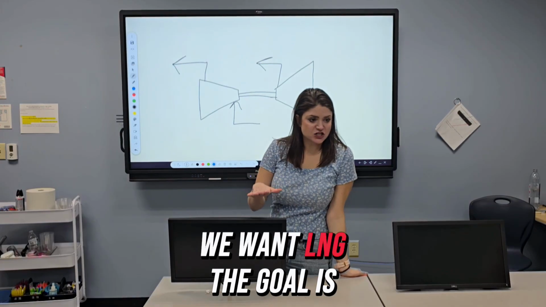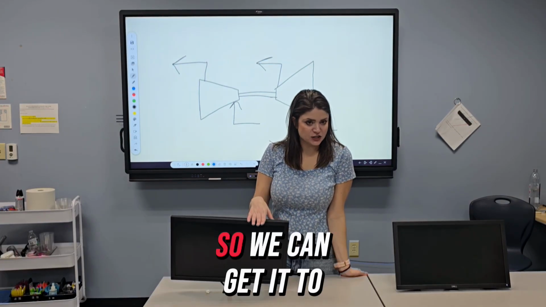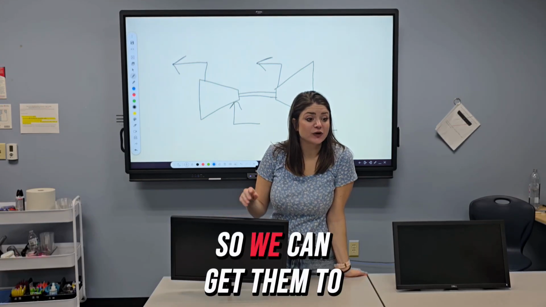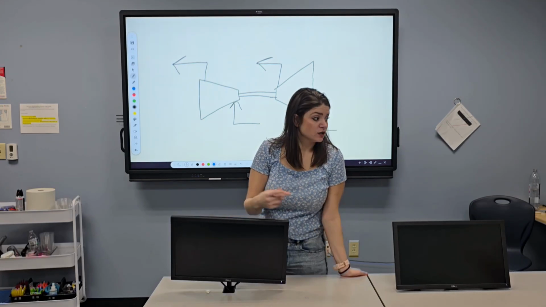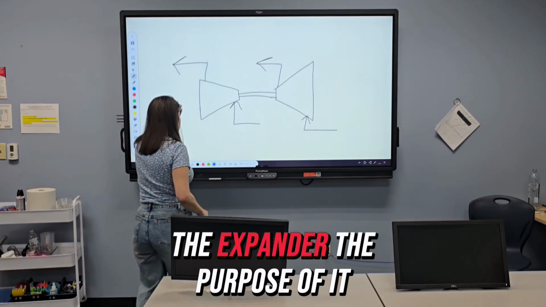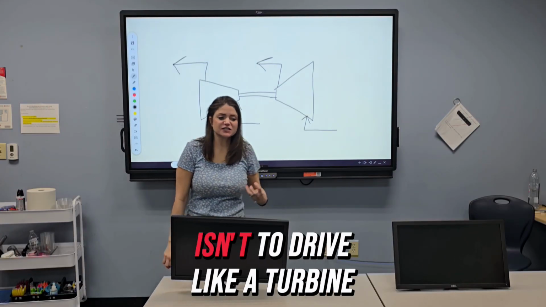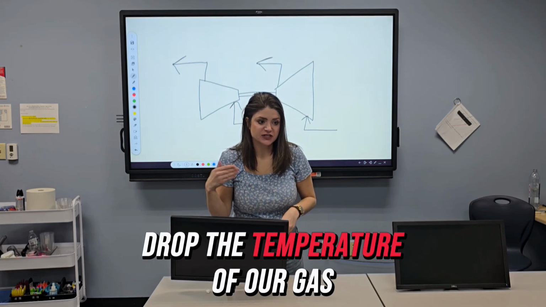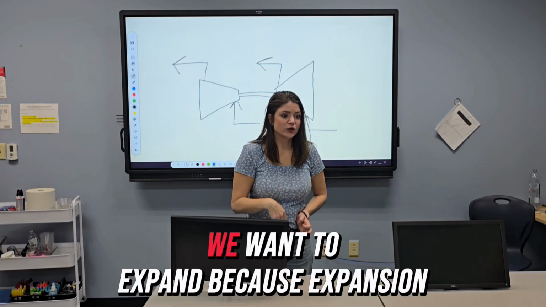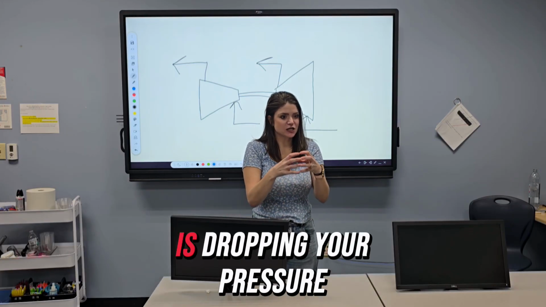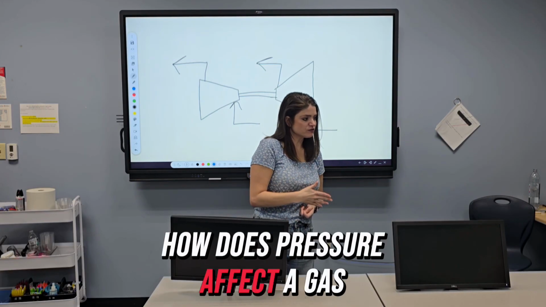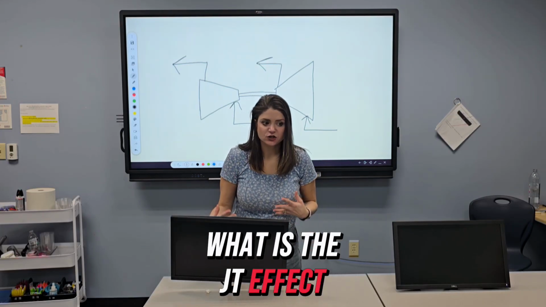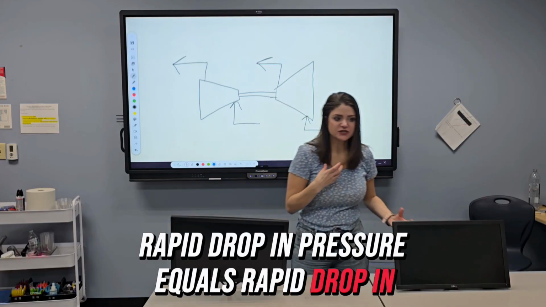We want LNG, the goal is to drop the temperature of our process so we can get it to the dew point, or drop the temperature of our NGLs so we can get them to the dew point or remove them from the process. Okay, so the expander, the purpose of it isn't to drive like a turbine. The purpose of it is to drop the temperature of our gas further. We want to expand because expansion is dropping your pressure. How does pressure affect a gas? Lower pressure, lower temperature. What is the JT effect? Rapid drop in pressure equals rapid drop in temperature.